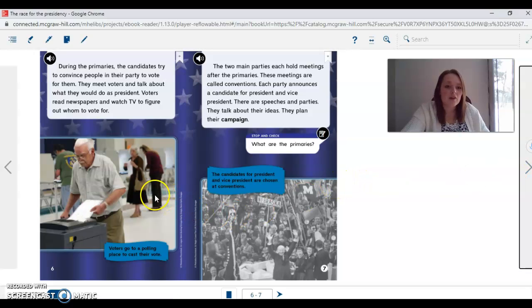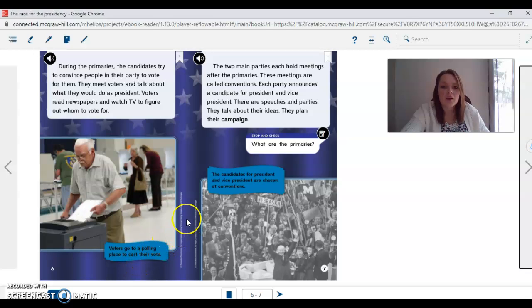During the primaries, the candidates try to convince people in their parties to vote for them. They meet voters and talk about what they would like to do as president. Voters read newspapers and watch TV to figure out whom to vote for. Voters go to polling places to cast their vote.